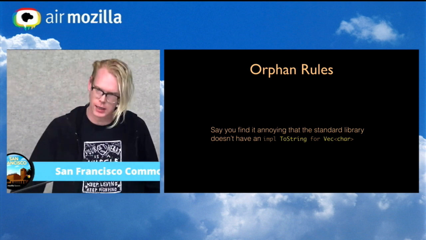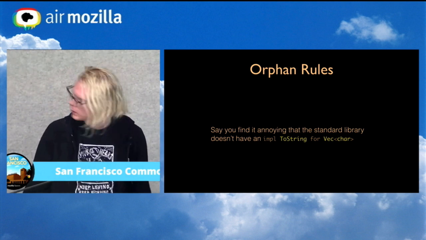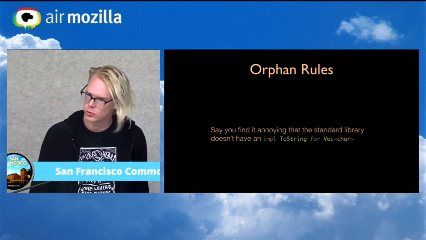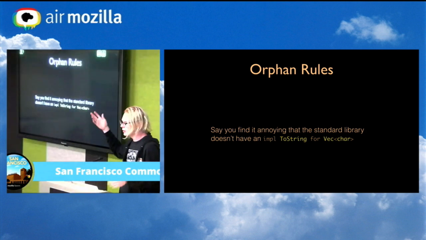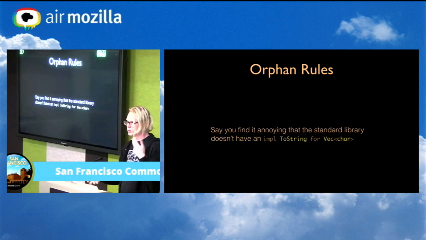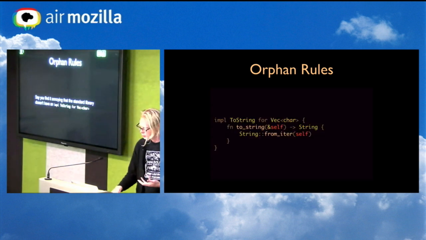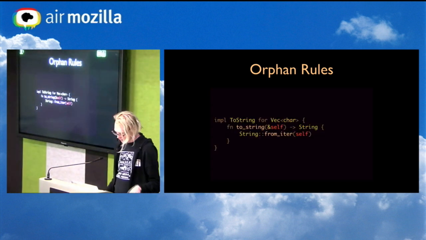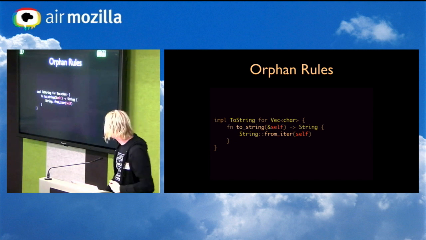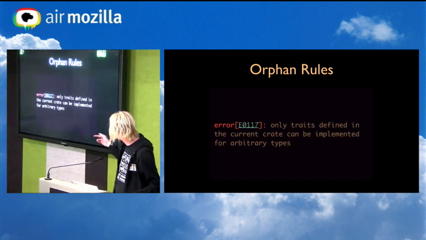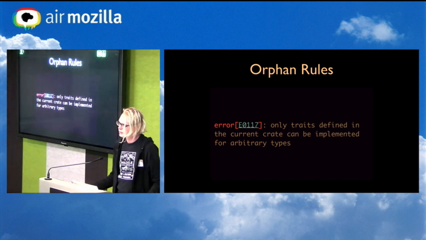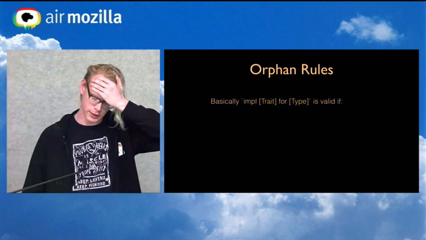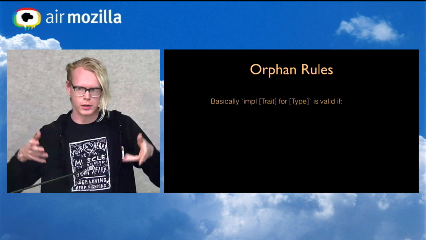So the Orphan rules, to give an example: the standard library has no impl of toString for any Vec. If you have a vector of chars, that's literally just a different representation of a string, so you might think I should be able to convert it to a string. Maybe somehow you get a Vec of char in your code and you want to toString it and you can't and you're annoyed. So you implement it, and you just add this to your code and you think, good, I solved that problem. But you didn't, because you'll get this error that only traits defined in the current crate can be implemented for arbitrary types.